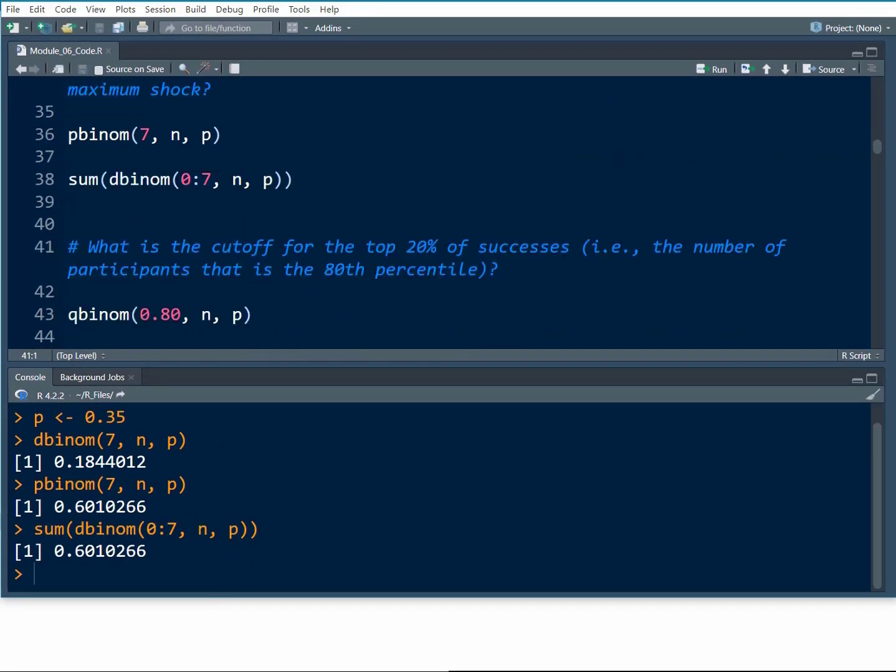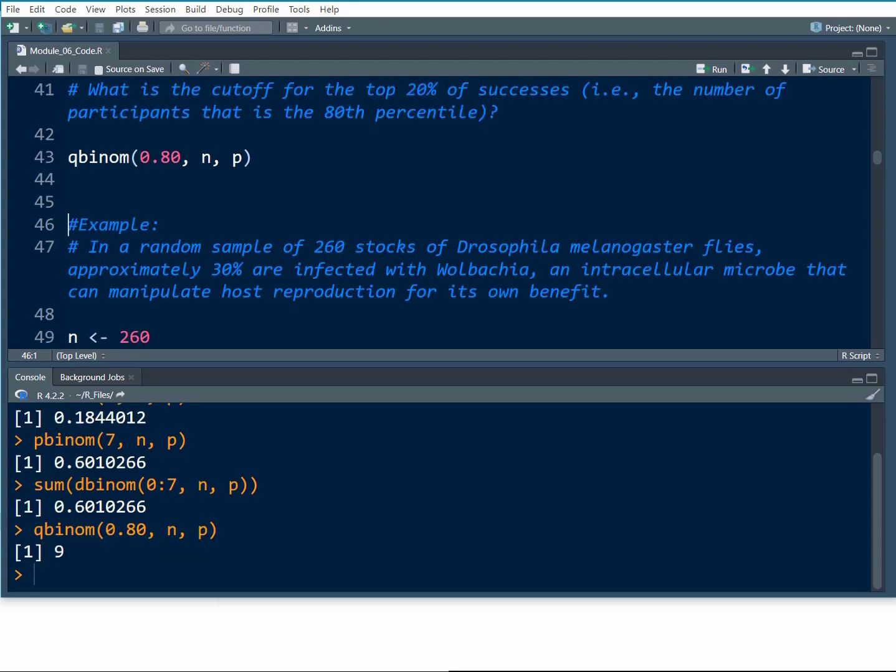What is the cutoff of the top 20% of successes? That is, the number of participants that is the 80th percentile. We are looking for the 80th percentile. We use the command qbinom 0.80, n, p. The 80th percentile is 9.